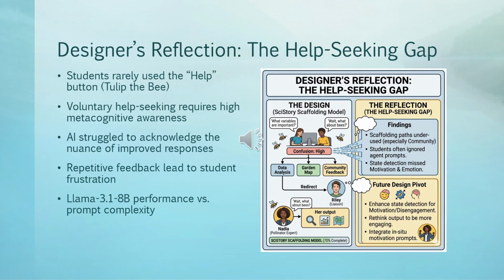The authors identify a key limitation here. The AI did not always acknowledge the nuance in students' improved responses. This nuance is essential for providing emotionally supportive feedback that both validates strengths and offers specific actionable improvements. This was largely a technical constraint. The team found that the Llama 3.1 billion model struggled with the high prompt complexity required to interpret multiple goals, conditional logic, and the structural depth of information simultaneously.